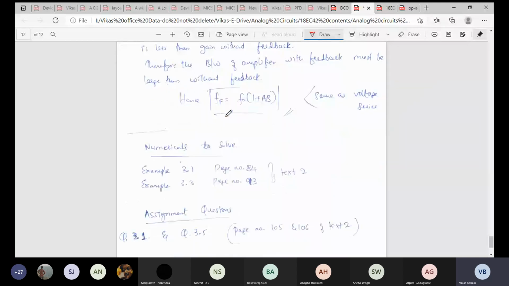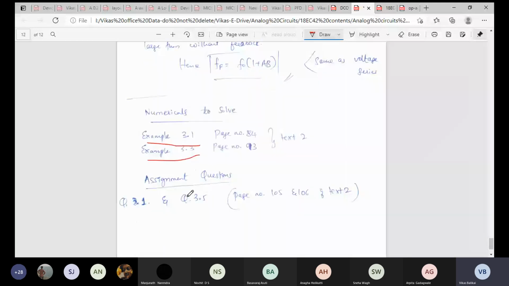I have already marked which are the things that I am going to solve in the class. I am going to solve example number 3.1 and example number 3.3, which are marked in the text, page 84 and 89. Assignment questions will be question number 3.1 and question number 3.5, which are from page numbers 105 and 106. I am going to mention that also in the PDF. So all together, 3 questions for week number 2's assignment.